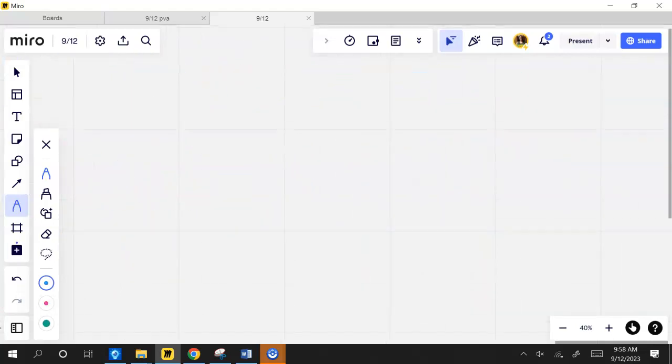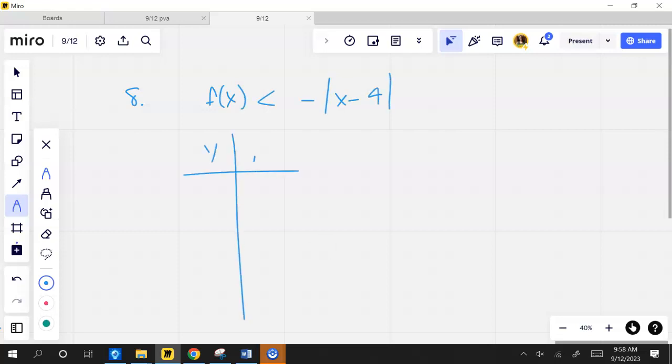Number 8. F of x is less than negative absolute value x minus 4. Where is my vertex? 4, 0. I need 2 above, 2 below. 3 and 2. There you go. If I plug in 3, I get -1. 2, I get -2. That negative sits out front there.